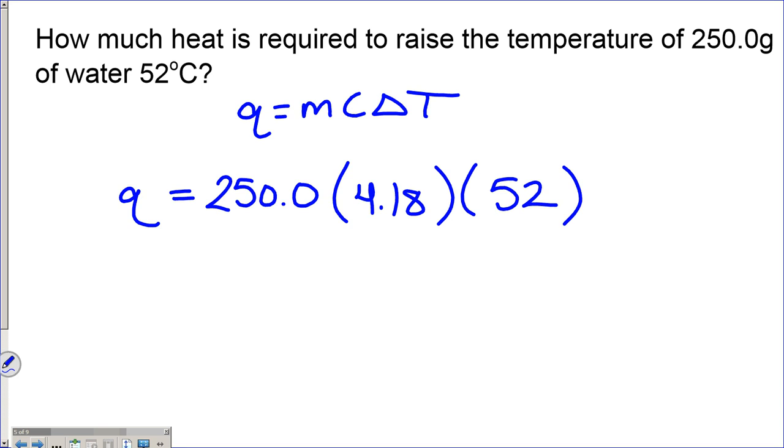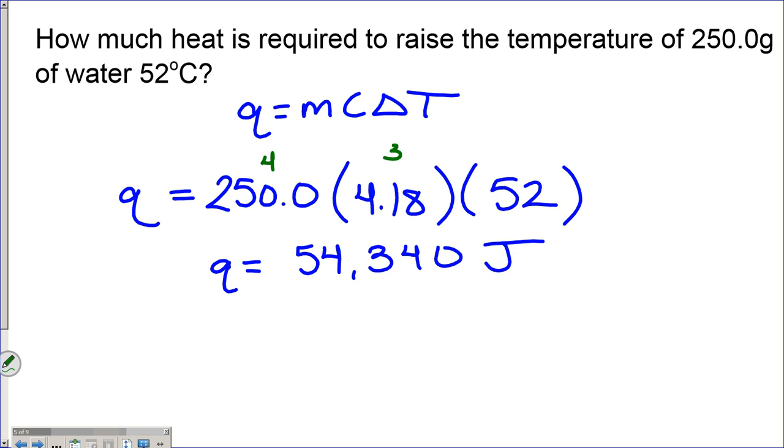So if you type this in the calculator, do the 250 times 4.18 times 52, you get that our heat is equal to 54,340 joules. So go back and look at your sig figs. The 250 has 4 sig figs. The 4.18 has 3 sig figs. But our 52 degrees only has 2 sig figs. So our answer can only have 2 sig figs. So we can say our energy is actually 54,000 joules.